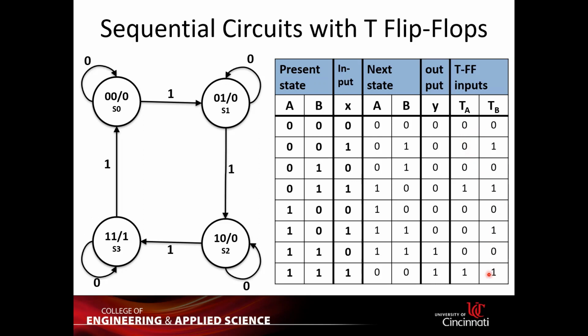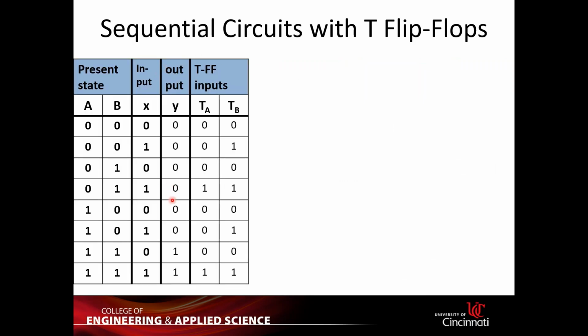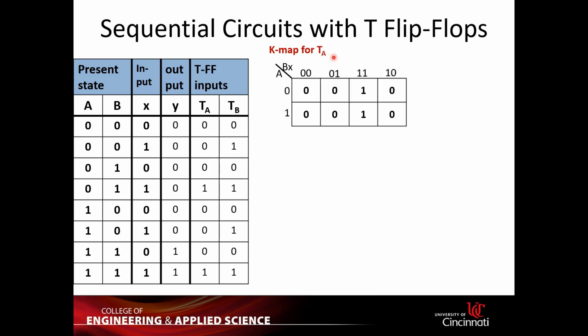Okay, after you have this table with TA and TB, similar to the other case, you will take out these two columns, next state and output. You keep the present state, the input, and the T flip-flop inputs for your truth table. In this case, I just put the output here because I will use that for later. But what you can do now is make a K-map for TA, using this table.